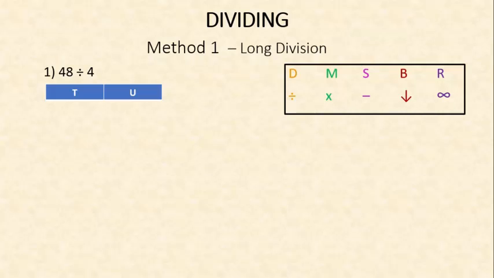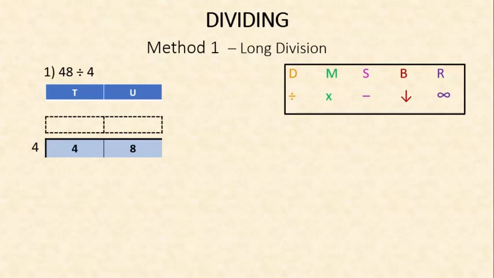We will start with drawing our place value table, tens and units. We place our 4 in the tens column and the 8 in the units column. Remember that our divisor goes on the left hand side, our dividend goes under the dividing line, and our answer goes above the dividing line.